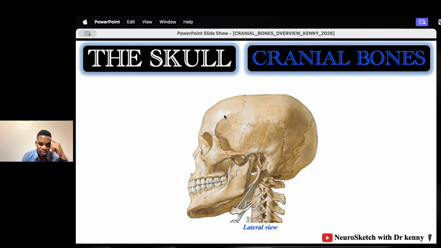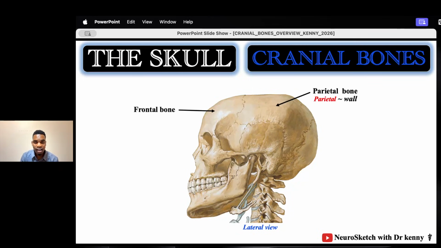The first bone is called the frontal bone, which is found anteriorly. And then we have 2 bones which are called parietal bones, one on this side and one on the other side. The word parietal actually means the wall. Why wall? Because these bones, being laterally placed, form like the wall of the cranial cavity.